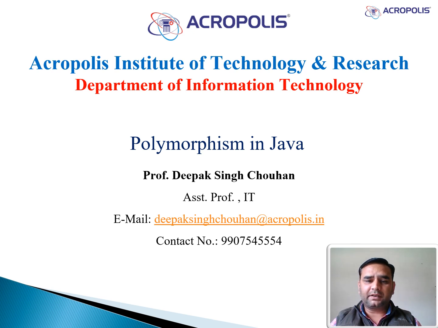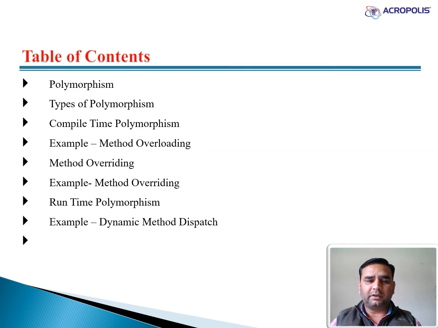In this video, we will discuss polymorphism in Java. So let's continue. This is the table of contents that we will discuss in this video. First, we will discuss polymorphism and different types of polymorphism, compile time polymorphism, an example of method overloading, method overriding, an example of method overriding, and runtime polymorphism and its example. So we will discuss everything about polymorphism in Java, how it can be implemented in Java, and the different aspects of polymorphism in Java.